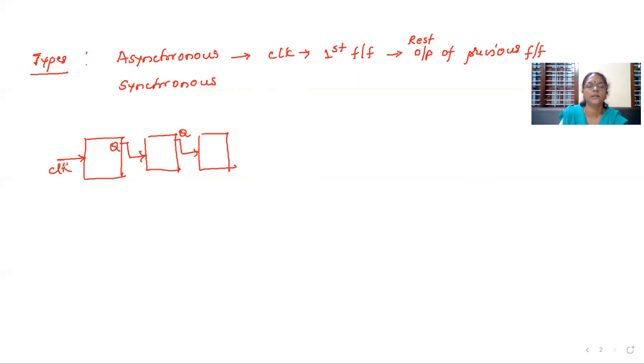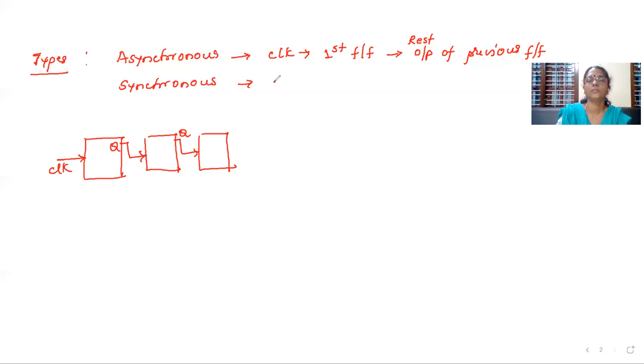That means at a time we are not giving the clock pulse as we have done in the shift registers. So in the asynchronous type, the clock pulse is given only to the first flip-flop. The rest of the flip-flops are getting the clock pulse from the previous flip-flop output.